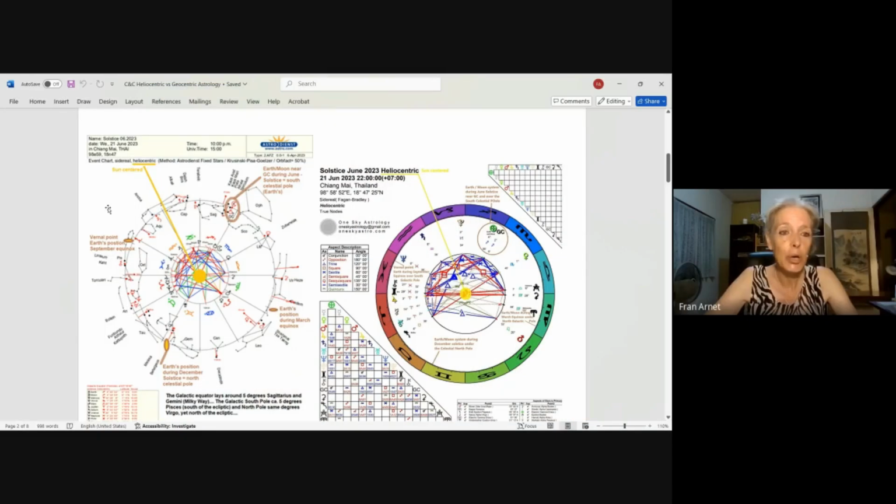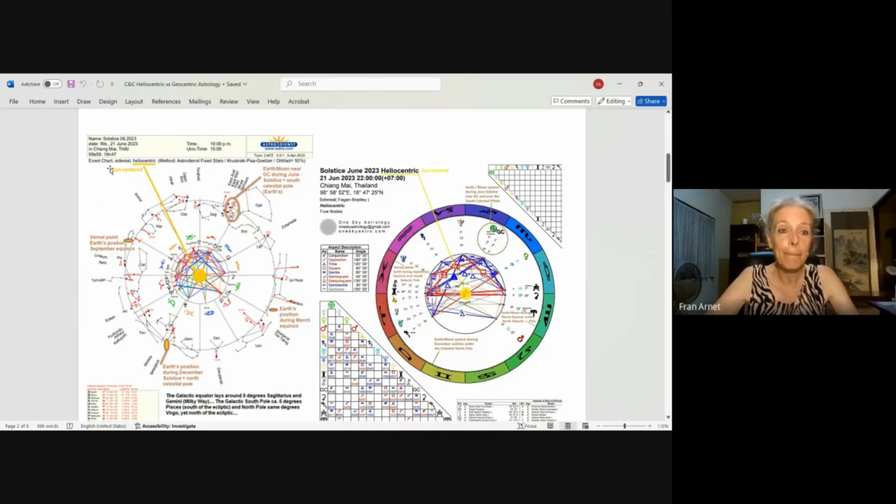So I think it's time to share the screen, and have a visual of all of these things. We start here with a random chart, from the June solstice in 2023.